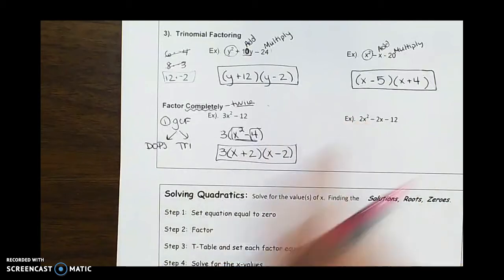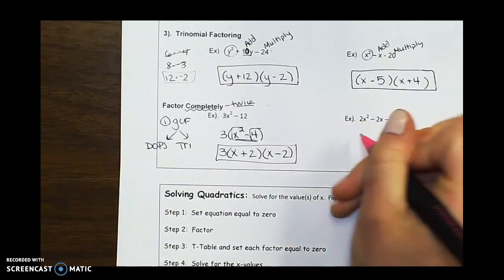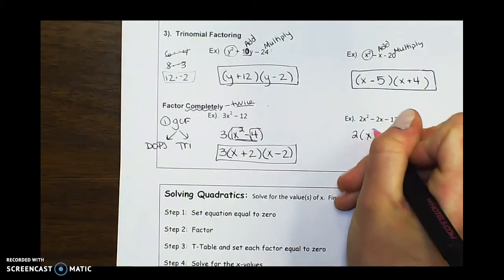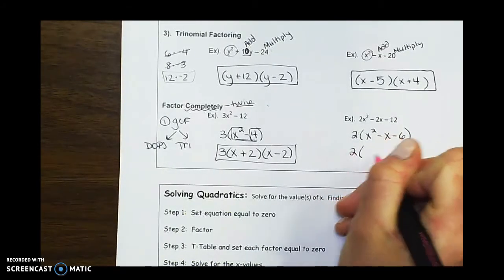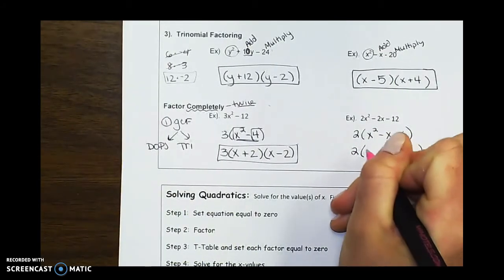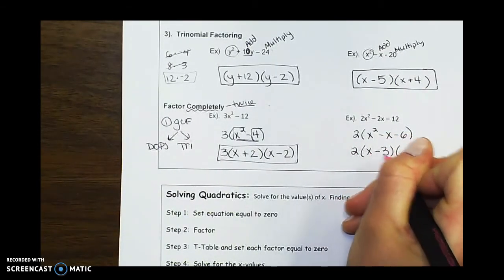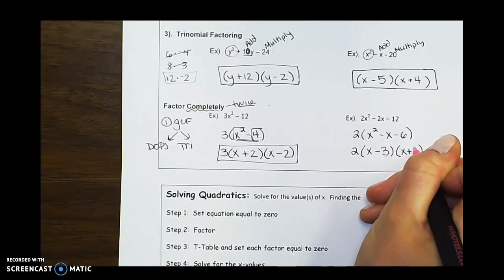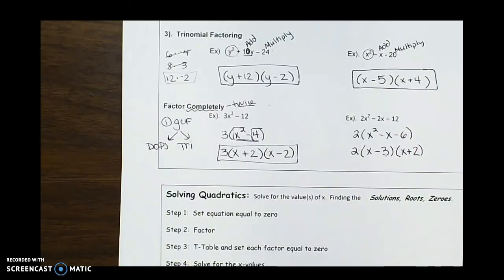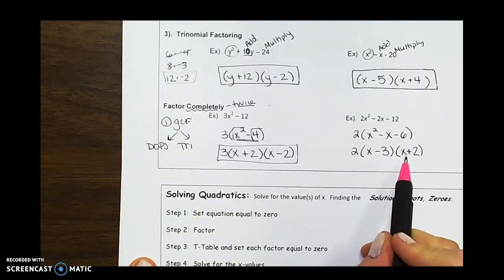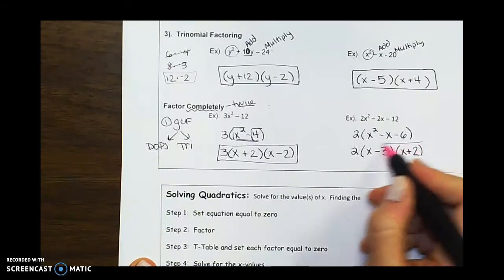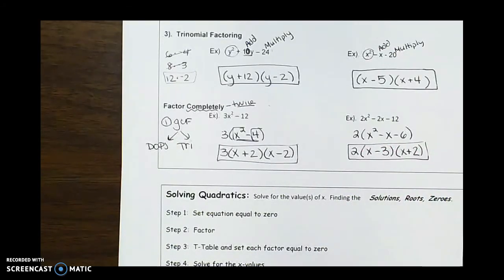All right, go ahead, try the next one on your own. All right, let's go ahead. Were you able to find 2 parentheses: x minus 3, parentheses x plus 2? And we've got it. All right, so that's our mini review on factoring.